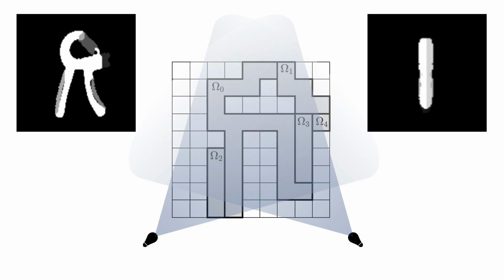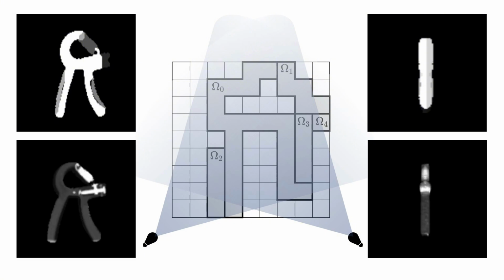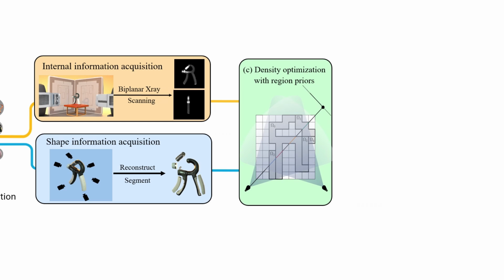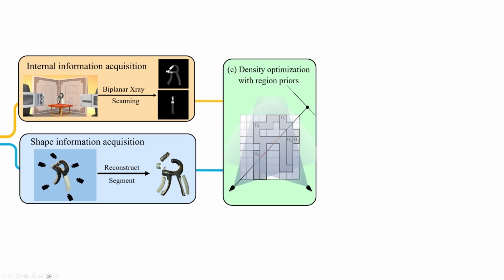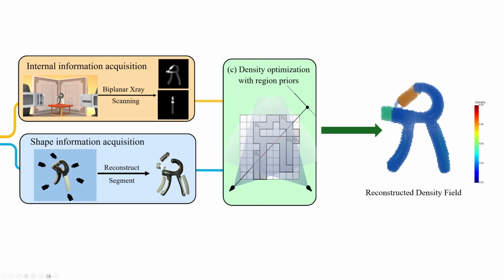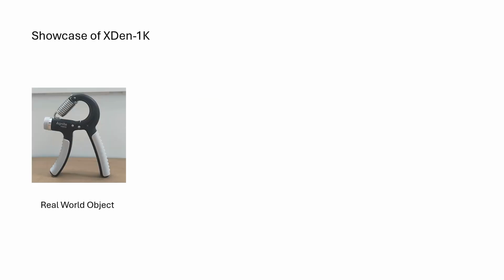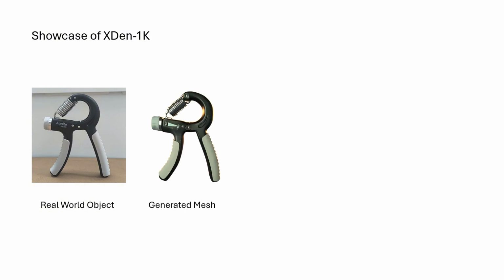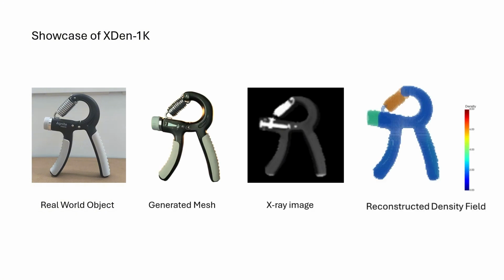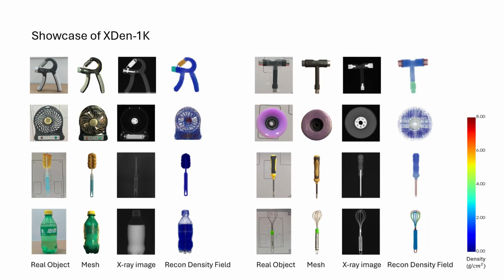Using the captured biplanar X-ray image, we can approximately solve for the LAC of each part. We further convert it into an equivalent density field. Through this pipeline, we can obtain the mesh, X-ray image, and density field of a real object. Here is our showcase. The reconstructed density field is aligned with the X-ray image.